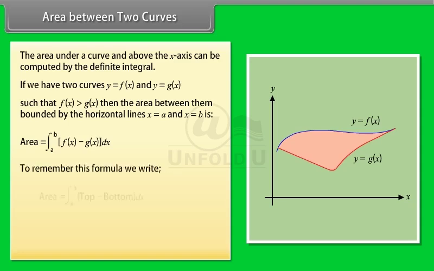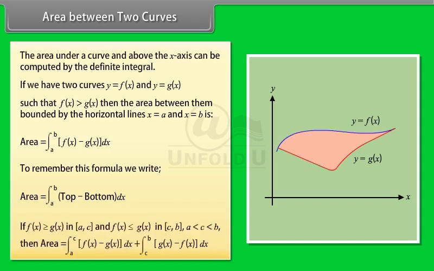To remember this formula, we write area is equal to integral from a to b of top minus bottom with respect to x. If f of x is greater than or equal to g of x in [a, c], and f of x is less than or equal to g of x in [c, b], where a is less than c is less than b, then area is equal to integral from a to c of f of x minus g of x with respect to x plus integral from c to b of g of x minus f of x with respect to x.